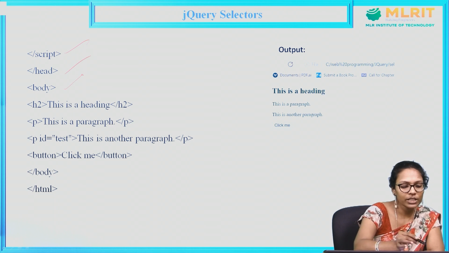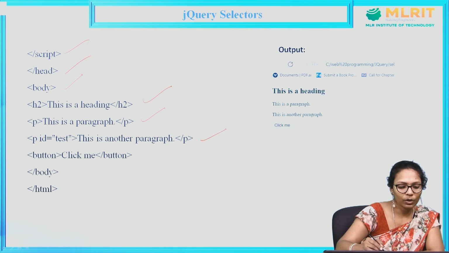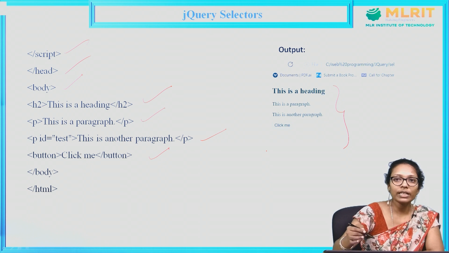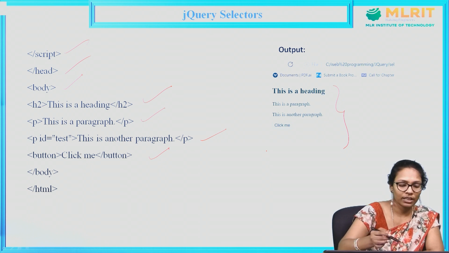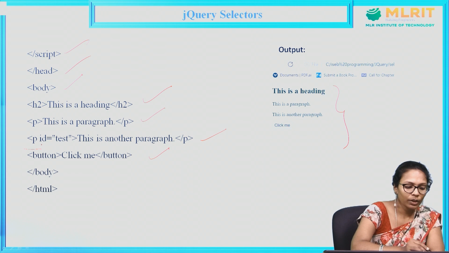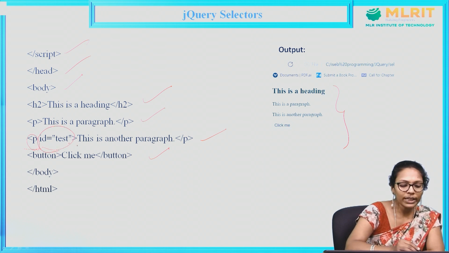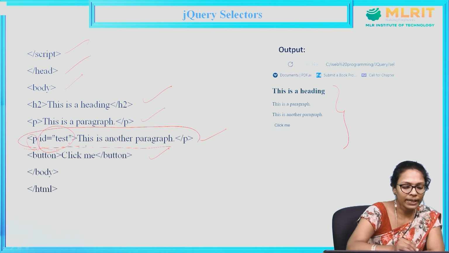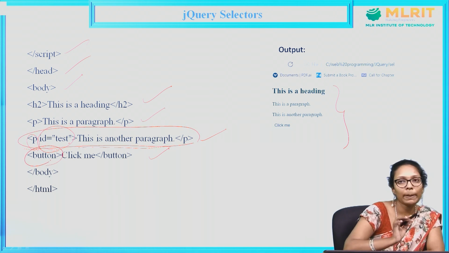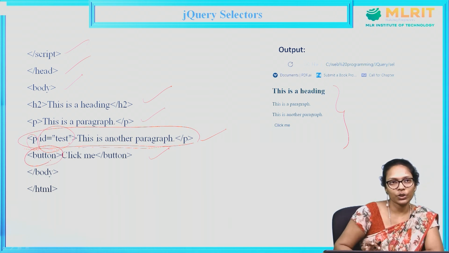In the body section, I'm creating a heading, a paragraph, a second paragraph and a button. So we have these things in our output. But out of these, which element has the ID as test? The second paragraph. For the second paragraph, I'm giving the ID as test. So only this particular element will be hidden whenever I click on this button. So that is the logic of this program.